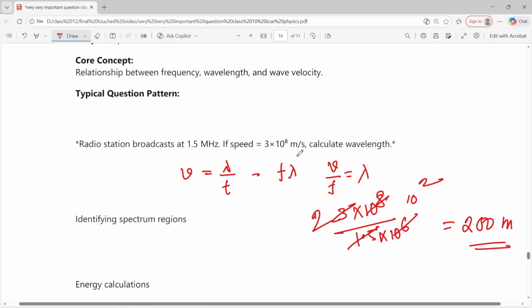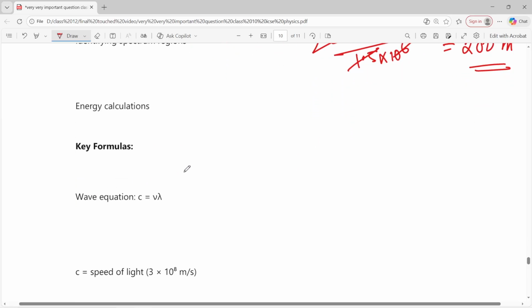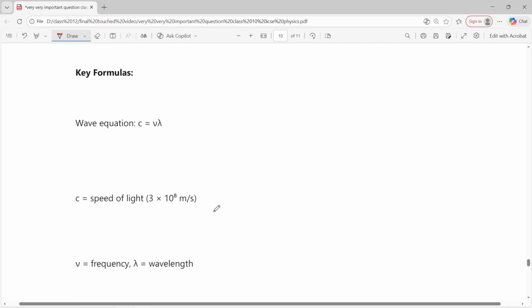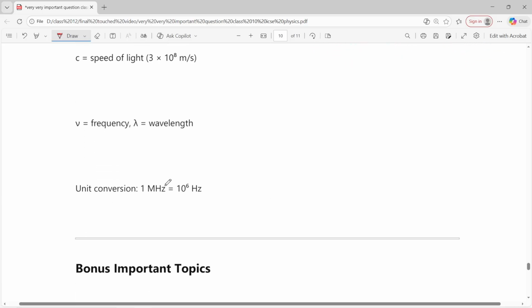For identifying the spectrum region, if you have this book or any other book, you will find a spectrum diagram, a graph, and you should follow that. Energy calculation, key formula, wave equation: c equals nu lambda, where nu is the frequency, lambda is the wavelength, and c is the speed of light. Unit conversion: 1 megahertz equals 10 to the power 6 hertz.